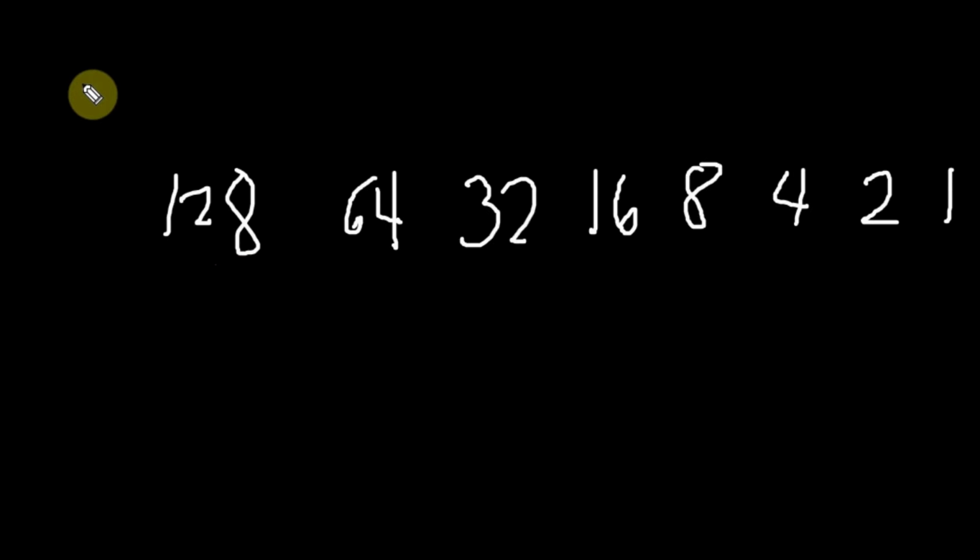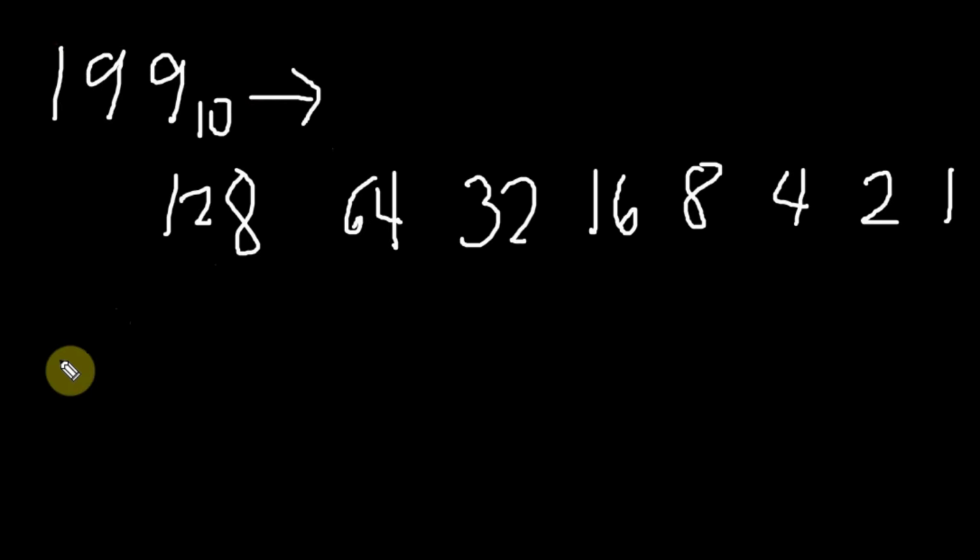So say for example, 199 base 10. We need to find a number from this table that is closest to 199 but does not exceed its value, because we can't have a negative number as a result. So the closest number to 199 is 128.